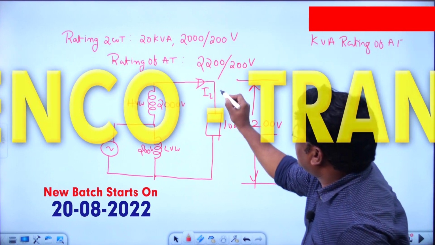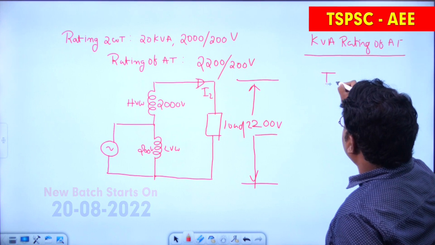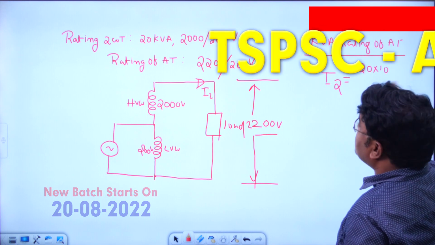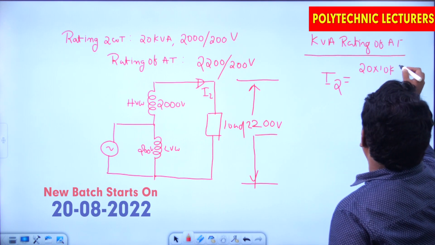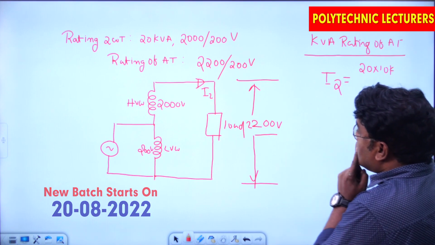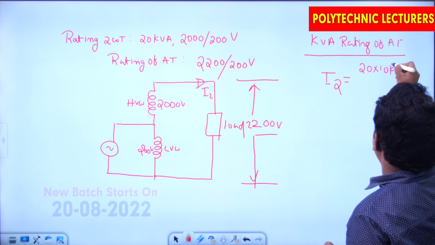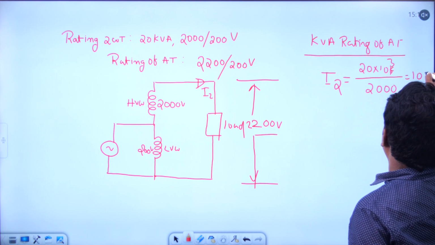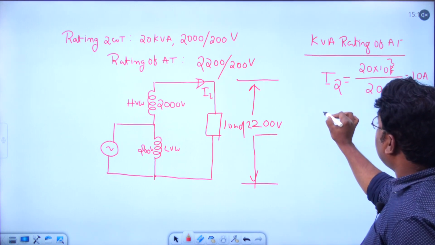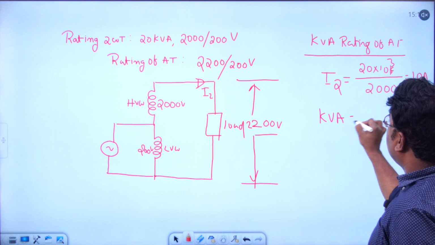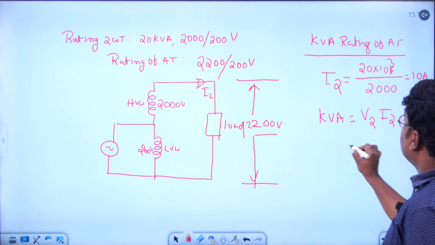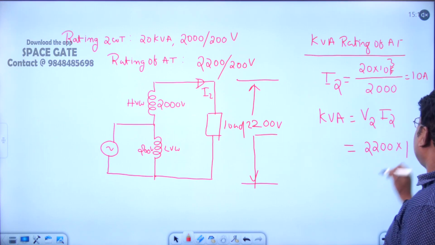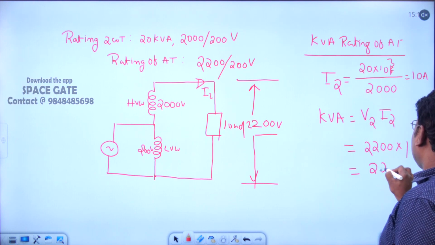So what is the current I2? How do we find out the I2 value? I2 is the 20 kVA divided by the voltage here. This voltage is 2000, so 20 into 10 to the power of 3 divided by 2000, and it is equal to 10 amps. Therefore the kVA rating is equal to V2 multiplied by I2. V2 is 2200 multiplied by I2, which is 10 amps. Now it is equal to 22 kVA.